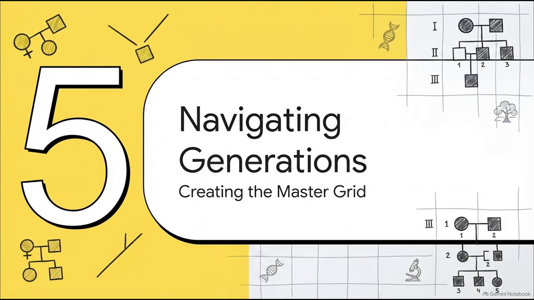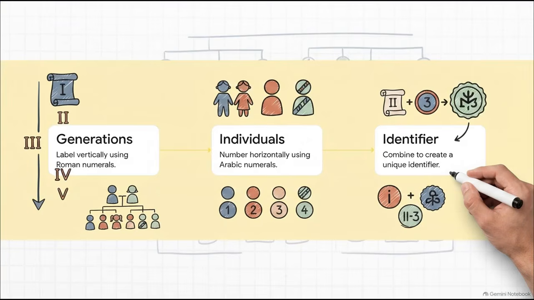And finally, navigating the generations, creating the master grid. When you start mapping out great-grandparents, cousins, donors, twins, these charts get absolutely massive. So how do scientists avoid just getting completely lost? Well, they use a master coordinate system. It's done in 3 pretty simple steps. Step 1, you label every generation vertically down the side, using Roman numerals. Generation I at the top, generation 2 below that, and so on.